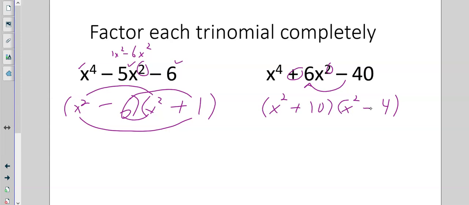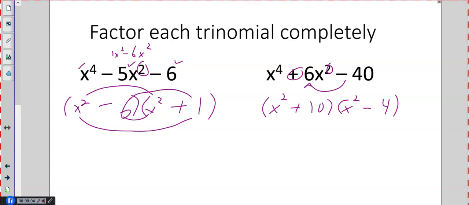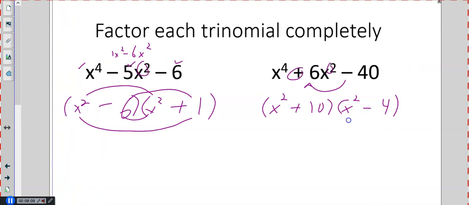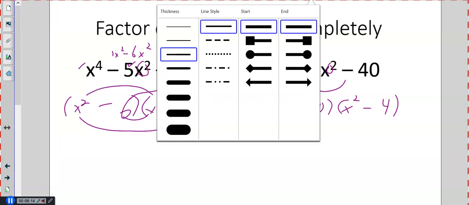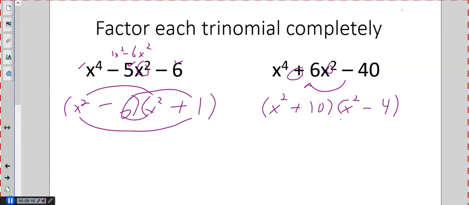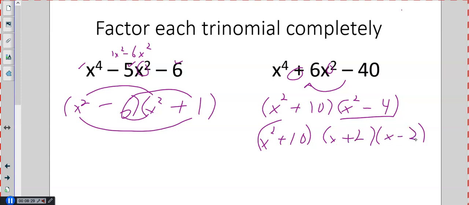Now, in this case, we're going to go one step further. Both of these have something in common. When we look at this, we know that this is a difference of squares. Okay? So we're just going to keep the x squared plus 10. But this has a factor 2, x plus 2, x minus 2. We have to look for that. All right? Very simple. Again, it's a difference of squares, square root of each term, 1 plus, 1 minus.